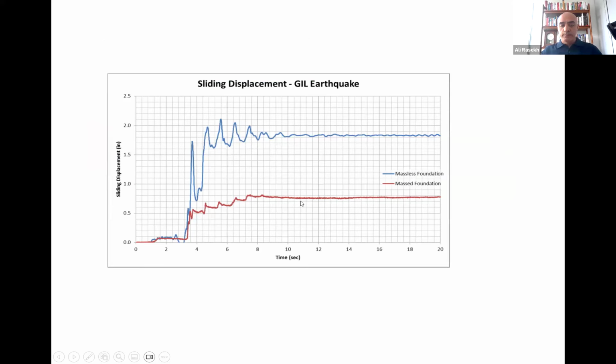In terms of sliding displacements, again, the more physically sensible solution, which is massed foundation, gives a lower estimate. So I have more confidence in the lower estimate. However, I see that they are the same order. It's not like one doesn't move and the other one is 10 inches. It's like 2 inches versus 1 inch, comparable. But I know that this is the better solution.